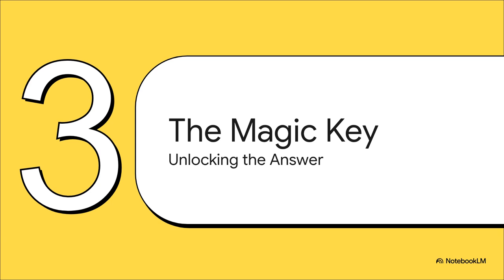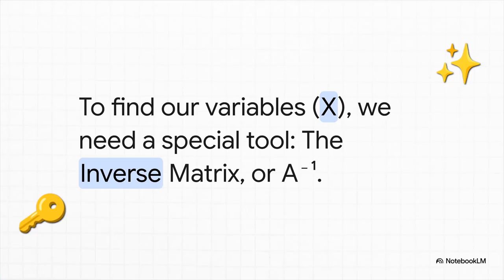So, our puzzle is in the machine. Now what? How do we actually get the answer out? Well, we don't use brute force algebra. No. We use something much, much cooler. We use a magic key. This key is called the inverse matrix. You'll see it written as an A with a little -1 floating up top.